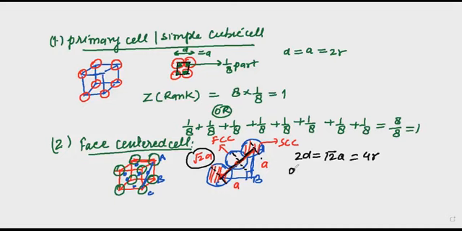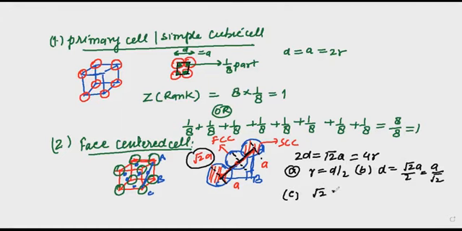So we find the first relation: R is equal to D by 2. Second relation: root 2 D is equal to root 2 upon 2, meaning A by root 2. Third one: root 2A equals 4R, meaning R equals A by 2 root 2. Clear? In this way we find out the distance.